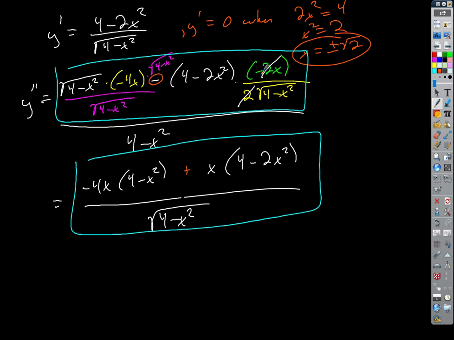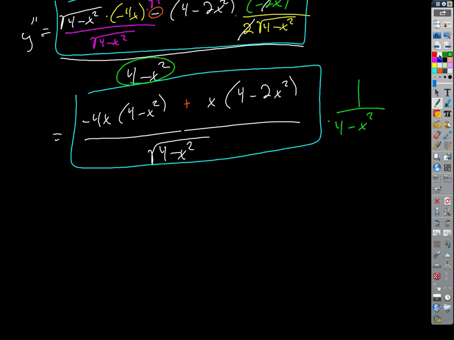Okay? But we still have the issue that we're dividing the whole thing by 4 minus x squared. Dividing by something is the same as multiplying by the reciprocal, so we can multiply by 1 over 4 minus x squared. And that actually is going to make things quite a bit easier. If I've got 4 minus x squared to the 1/2, which is the square root, times 4 minus x squared to the 1, what is that?